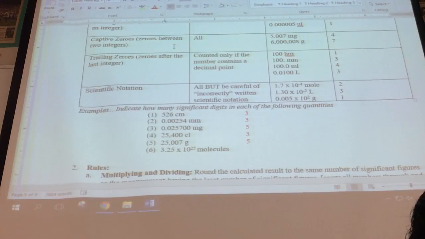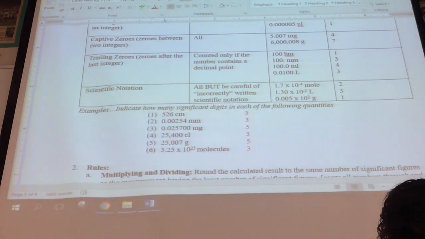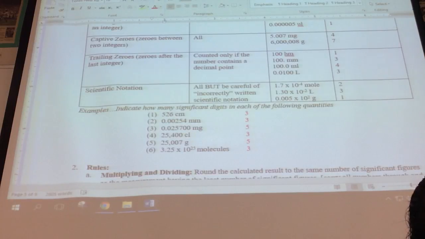Go ahead. 3. 3 is correct. Easy peasy so far? Okay. We know how to determine sig figs.